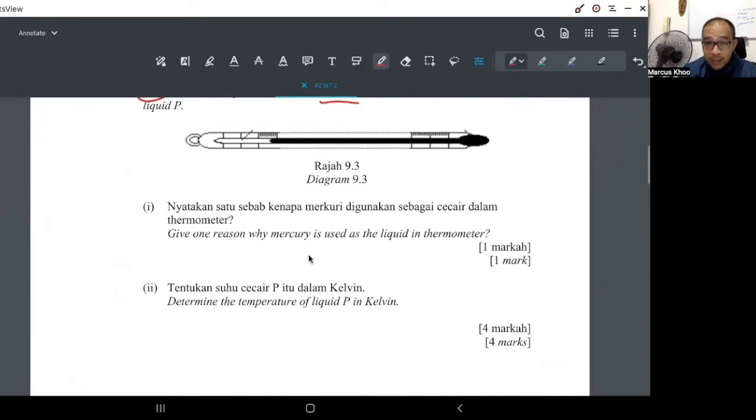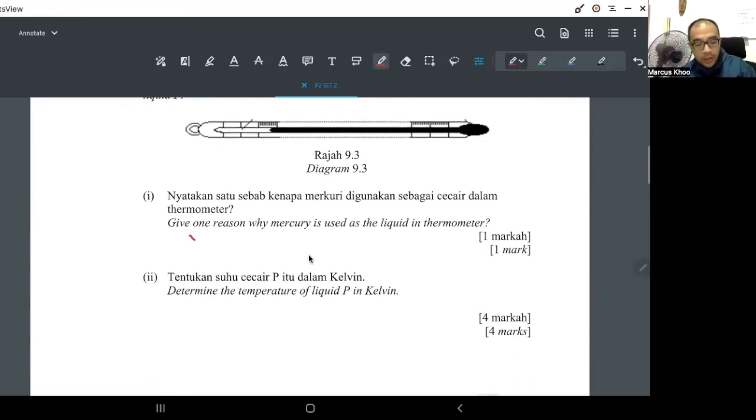Now, the best reason, and I always say this, okay, it always expands and contracts uniformly. Okay, this is my favorite reason. There are many reasons. Okay, it doesn't stick to glass. It has a very high boiling point, you know. But my favorite one is it expands and contracts uniformly. Okay, the reason why we use mercury in a thermometer.